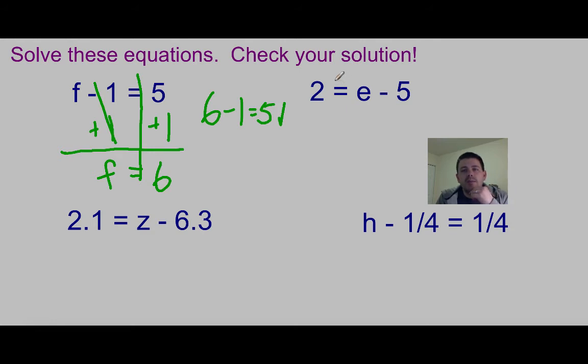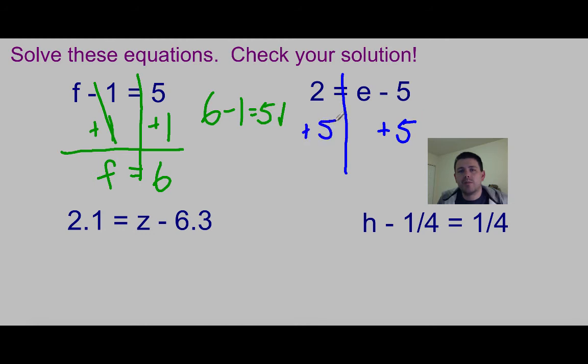2 is equal to e minus 5. So again, we draw our line down through the equal sign. This one's a little different, that e is on the right-hand side, but it doesn't matter. Start on the side with the variable and ask yourself, what did they do to e? Well, they subtracted away 5. They took 5 away from it. So I want to do the opposite. I want to put that 5 back.